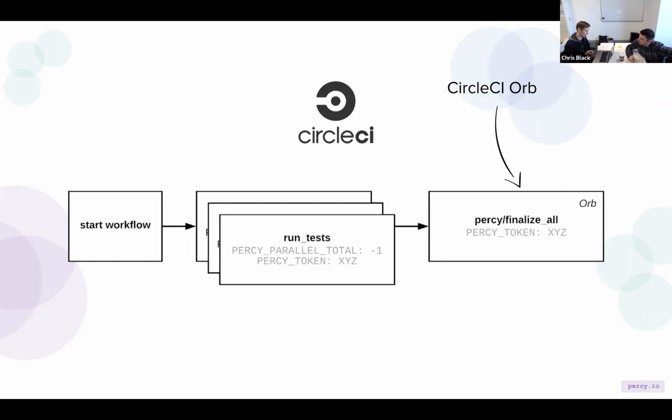On those test runners, you will need to set a Percy parallel total to -1, and a Percy token, which is a token that we give you when you set up your project on Percy. Then once all of those test runs are finished, you call a Percy finalize all command that tells Percy, hey, this entire build, regardless of how parallelized it was, everything is done here, and we should wrap up the build and start processing. That part we've wrapped into a CircleCI orb, which makes it really straightforward to throw into your workflow with very minimal configuration.